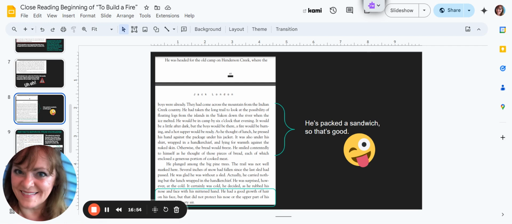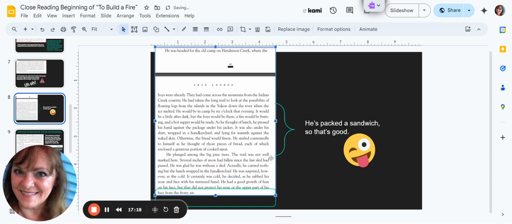The trail was not well marked here. Several inches of snow had fallen since the last sled had passed. He was glad he was without a sled. Actually, he carried nothing but the lunch wrapped in the handkerchief. He was surprised, however, at the cold. It certainly was cold, he decided, as he rubbed his nose and face with his mittened hand. He had a good growth of hair on his face, but that did not protect his nose or the upper part of his face from the frosty air.